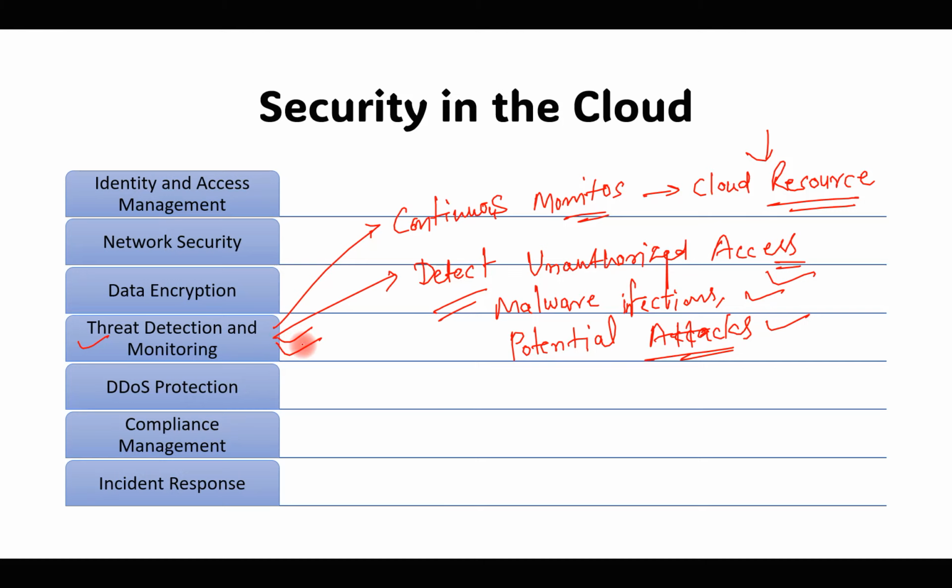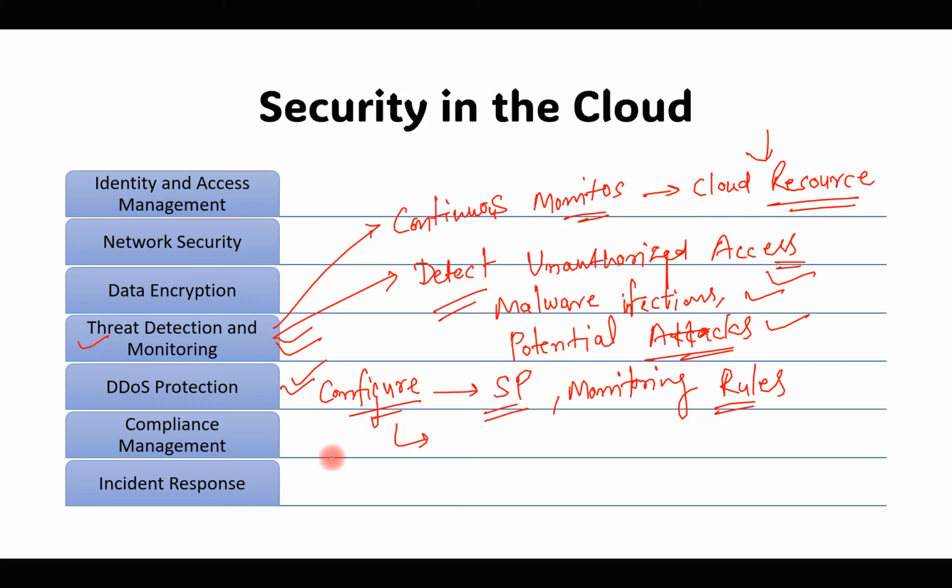How can we use it? We can configure security policies and monitoring rules. We can also use it by analyzing security logs and events to see if any anomalies are detected. So we can respond to the alerts and investigate potential threats, which helps us automate the incident response procedure. So this is how we can use this service.